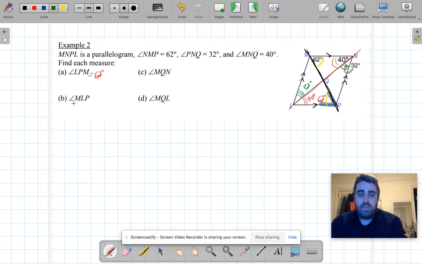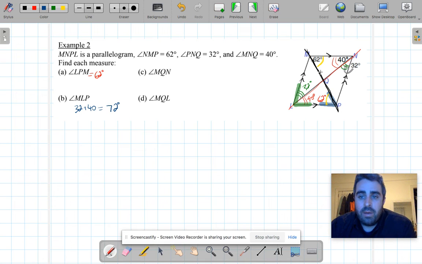So therefore, the measure of MLP, this whole thing, which is this entire piece, maybe I should have highlighted this in the beginning, this one, MLP is going to be the sum of 32 and 40. So I'm just going to say 32 plus 40 is 72 degrees.